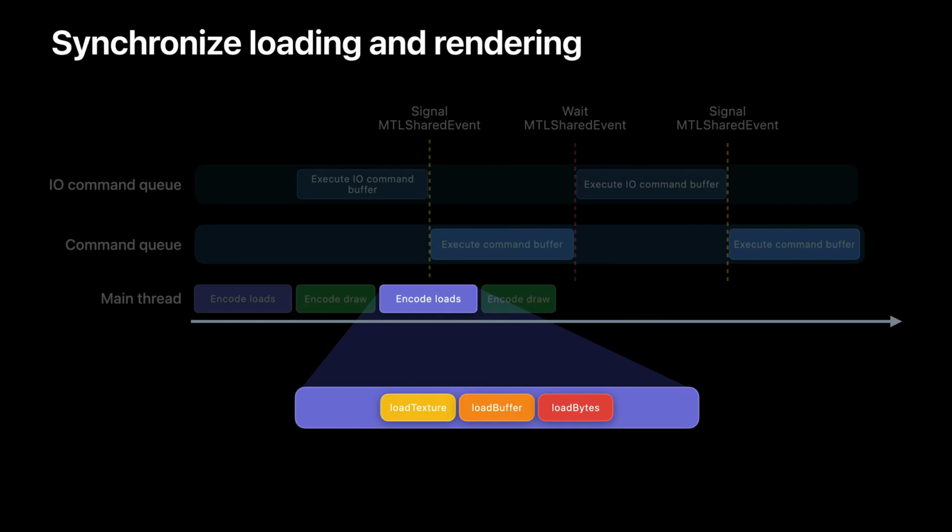You can tell a command buffer to wait for a shared event by encoding a wait event command. Similarly, you can tell that command buffer to signal a shared event by encoding a signal event command. Metal ensures that all IO commands within the command buffer are complete before it signals the shared event.